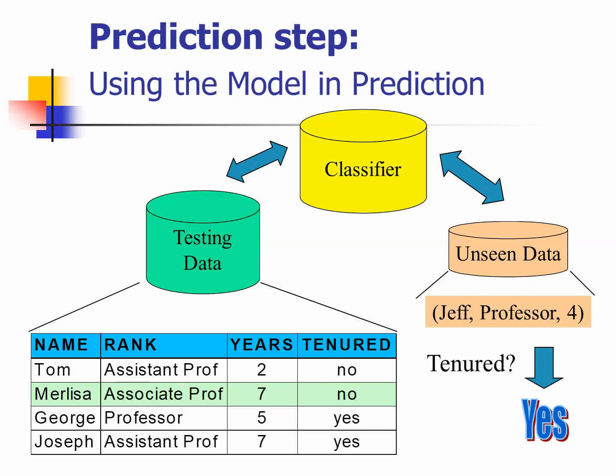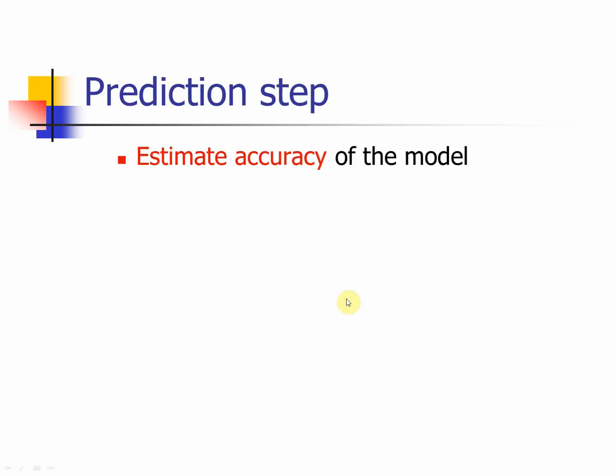So that is the idea about the prediction step. In the prediction step, we want to estimate the accuracy, and that's exactly what I've mentioned. We do have the answer, but we pretend we don't know, so that the classifier or the model will use the testing data without the label and make the prediction about the label.